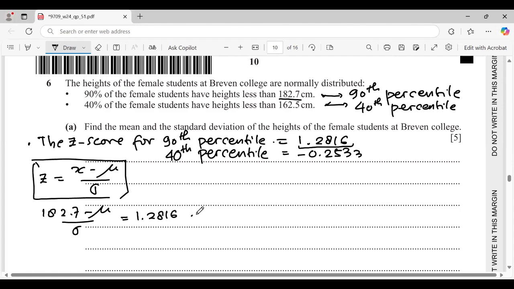So we can rearrange this equation. It becomes 182.7 minus mu equals 1.2816 times sigma, or mu equals 182.7 minus 1.2816 times sigma.